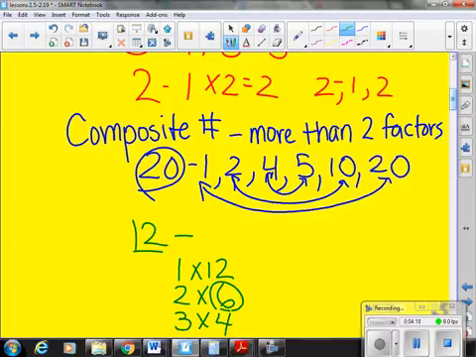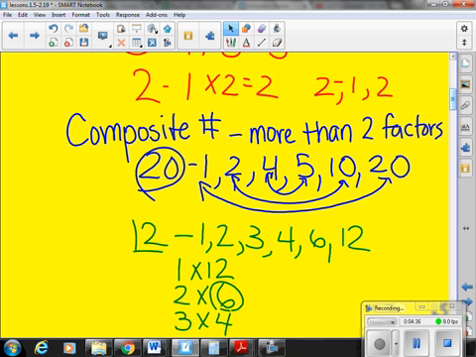So if I'm writing the factors of 12, I'm going to write them in order from least to greatest: 1, 2, 3, 4, 6, and 12. And because this has 6 factors, it is known as a composite number.